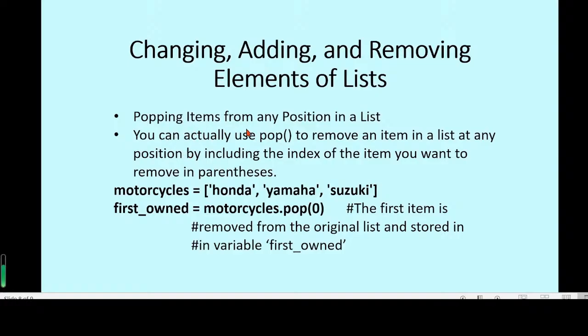And popping items from any position in a list. You can actually use pop to remove an item in a list at any position by including the index of the item you want to remove in parentheses. So this is the list with 3 motorcycles. So we can pop 0. So the first item is removed from the original list and stored in a variable called first_owned.